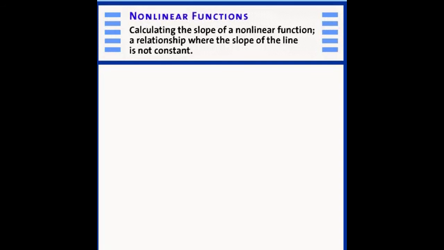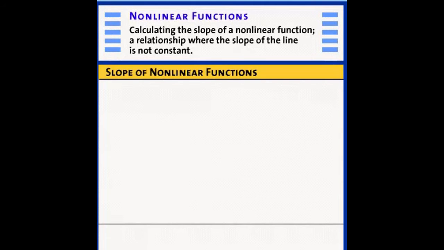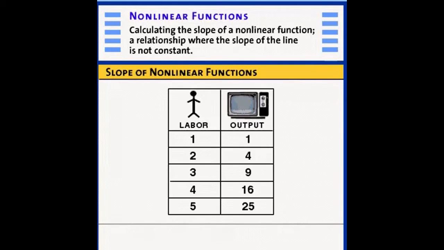We're going to see how we draw a relationship like that and how we calculate the slope of a relationship where the slope is not constant. In order to do that, let's look at the relationship between labor and output for a firm that makes television sets. And I've made up these numbers so that I can fit a curvilinear line to them.